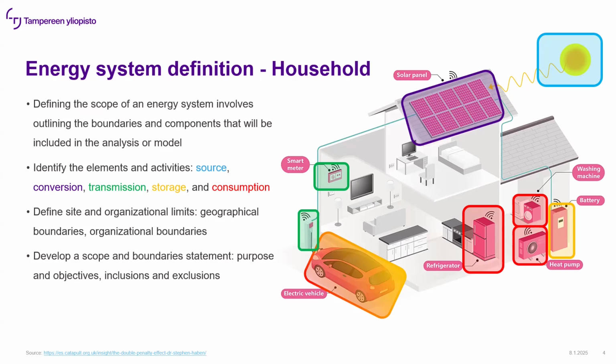So, for example, what's the main purpose of analyzing this energy system? For a household, it's usually I want to pay less for my energy. So I want to arrange this system in a way that my electricity bill is going to be smaller, my energy consumption is going to be smaller. So there are different strategies like peak shaving and load shifting that you can do even at a household level.